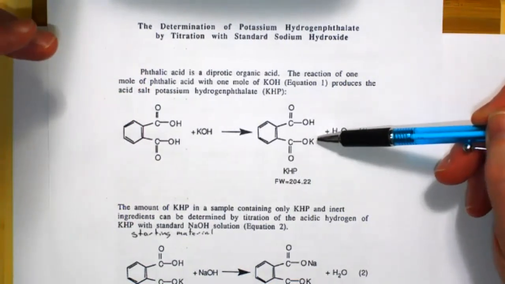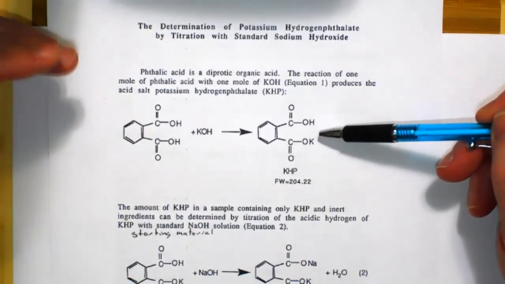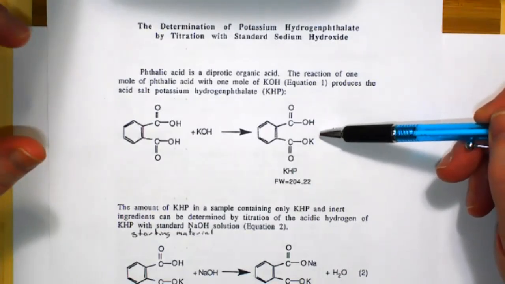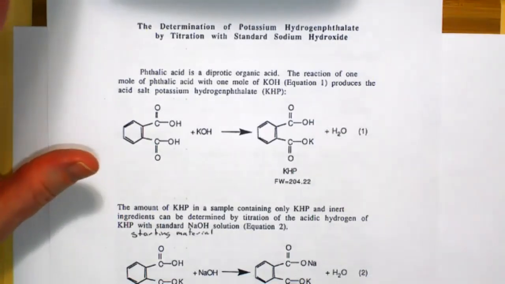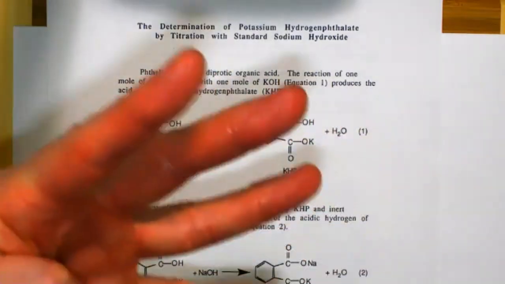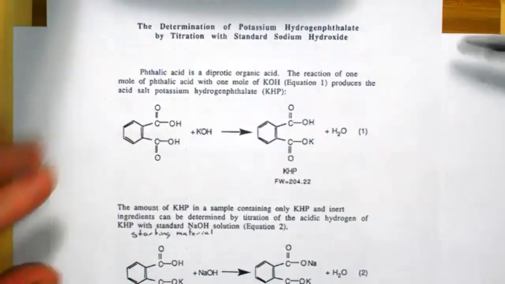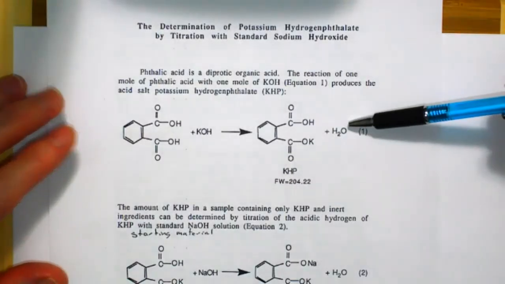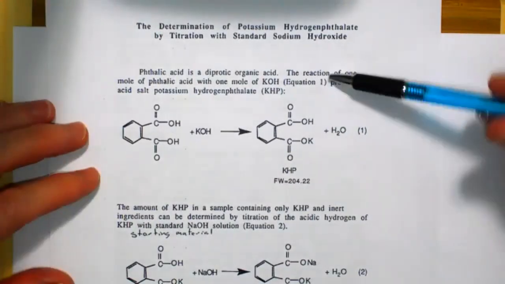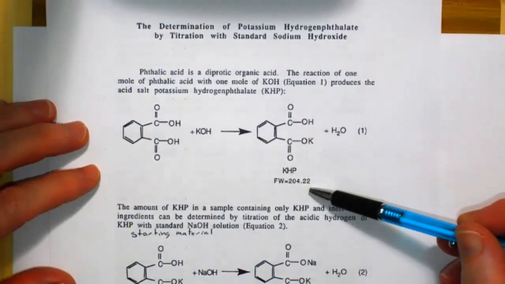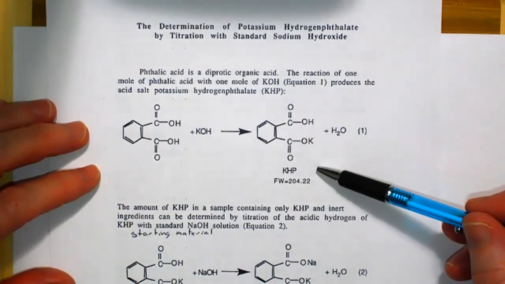The reason is we can make this to great purity. It's known how to make it to 99.99, four nines pure. So that's called a primary standard. So KHP is a primary standard. We can get it really pure.